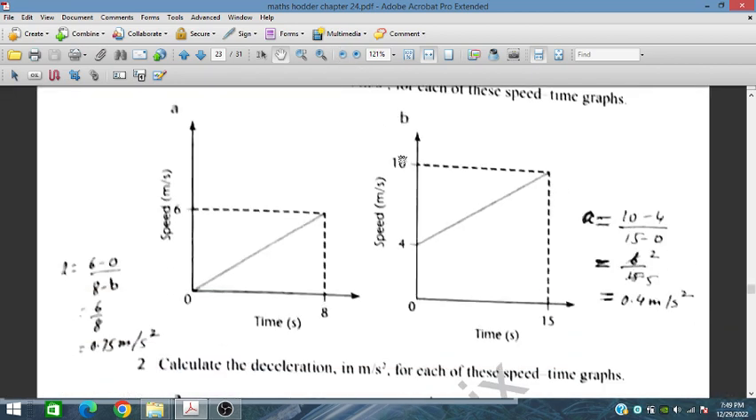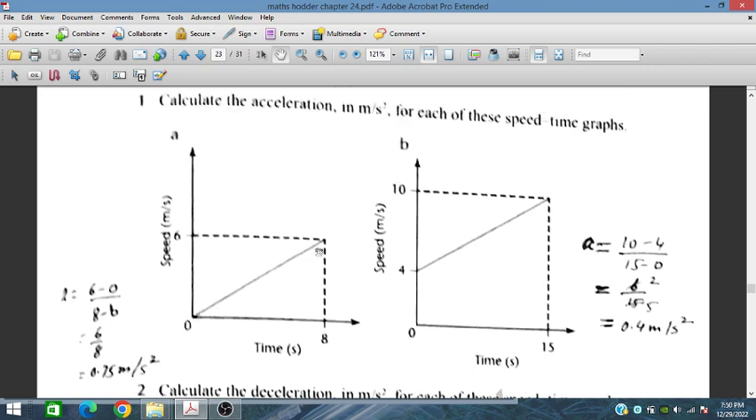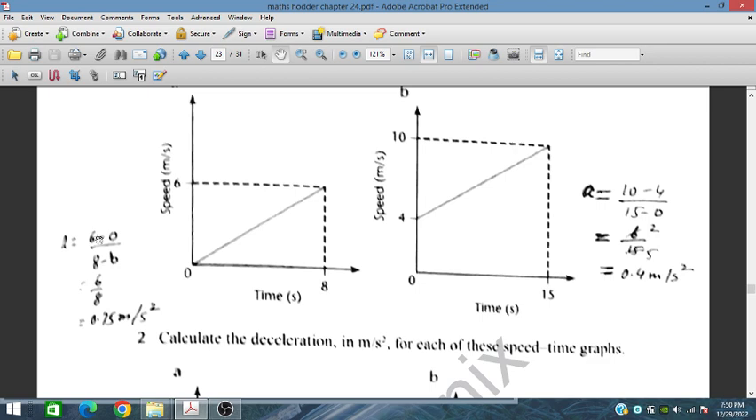24.4. So we have this speed is 0 to 6 meters per second, and this is 0 to 8 seconds. So the final speed is 6 and initial is 0. So 6 minus 0 is the change in speed, and the time is from 0 to 8. So 8 minus 0 is here. So this is 6 upon 8, and this is in meters per second, and this is in seconds, so it is meters per second square. So 6 upon 8 is 0.75 meters per second square. So this acceleration is equal to 0.75 meters per second square.